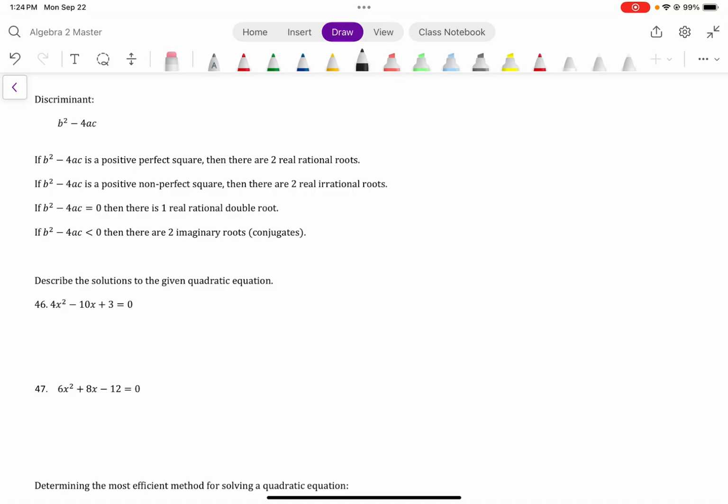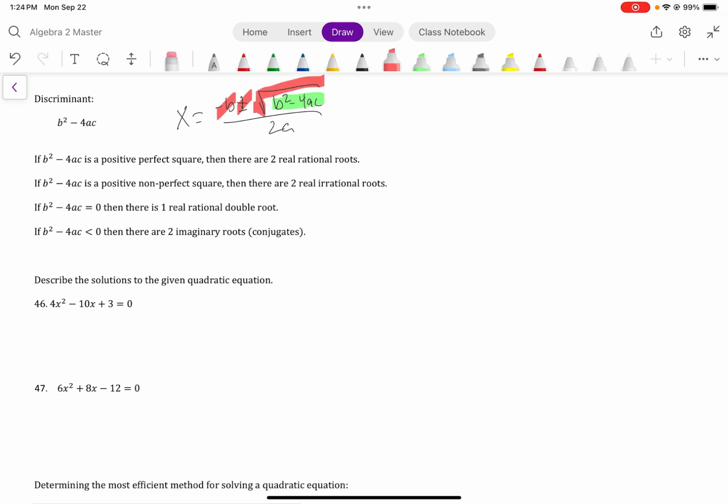So the discriminant is b squared minus 4ac, from the quadratic formula. It's just a chunk of it, just this piece here under the square root. It is not any of this other stuff. It's not even the x equals, and there's no square root in here.